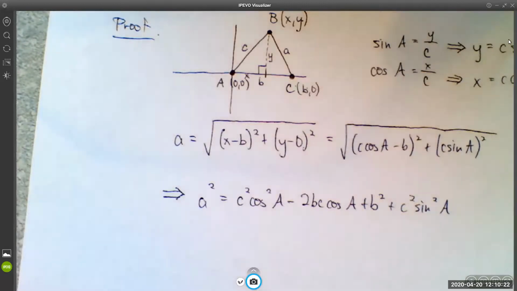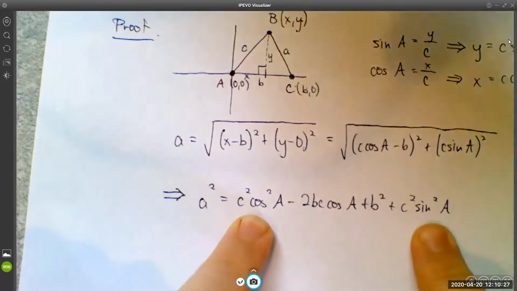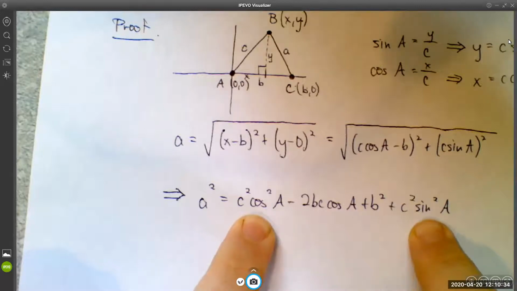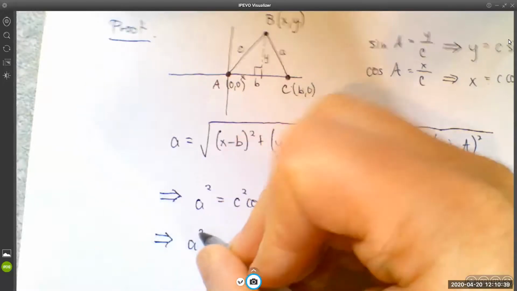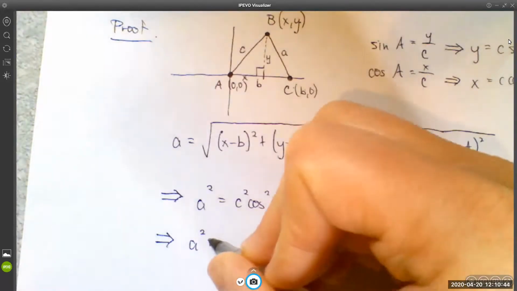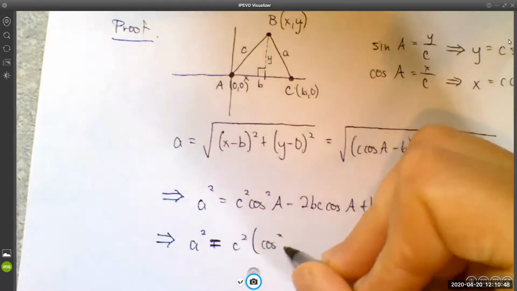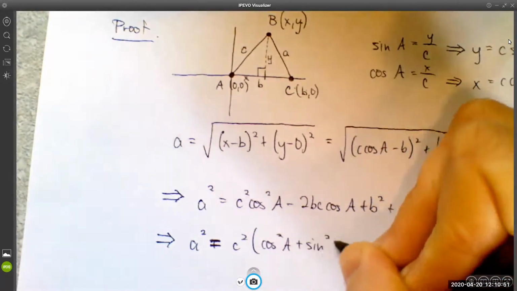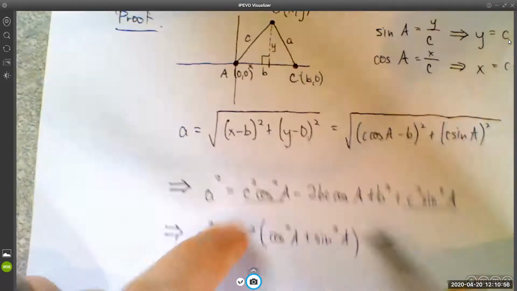All right. What I notice is that I've got a sine squared and a cosine squared, and anytime I have that, I'm thinking of the Pythagorean identity, right? Sine squared plus cosine squared is 1. I'm just going to rearrange the equation a little bit so that we can see that a little more clearly, right? We have a squared equals c squared times cosine squared A plus sine squared A. Right? So that's bringing these two terms together and factoring out the c squared.